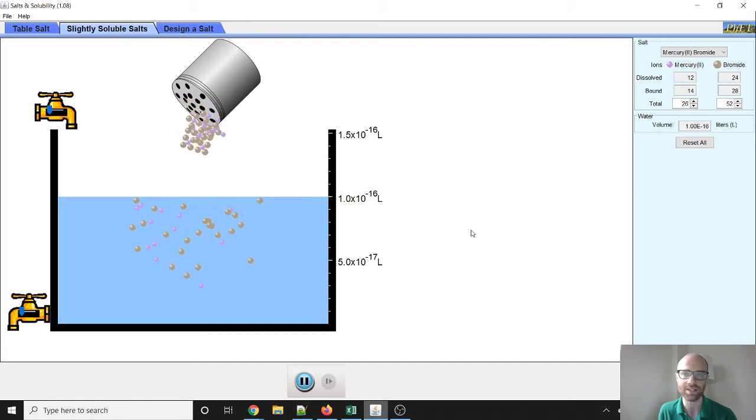A couple more shakes. Pay some attention to the numbers of bound and dissolved over here. You can see that a crystal settles on the bottom, and this would be saturated. We have undissolved solute on the bottom of our container. As we look at these numbers, we can see that they're holding steady around 15 and 30 for the dissolved, 16 and 30, 16 and 32.